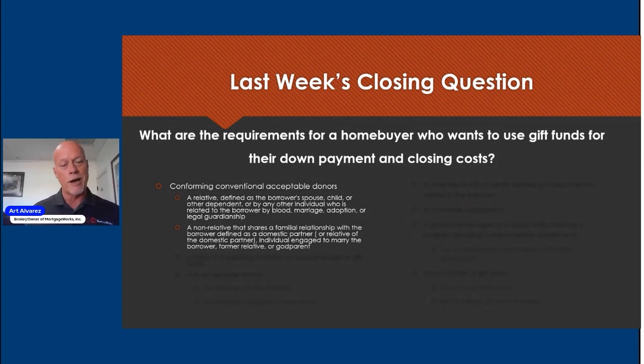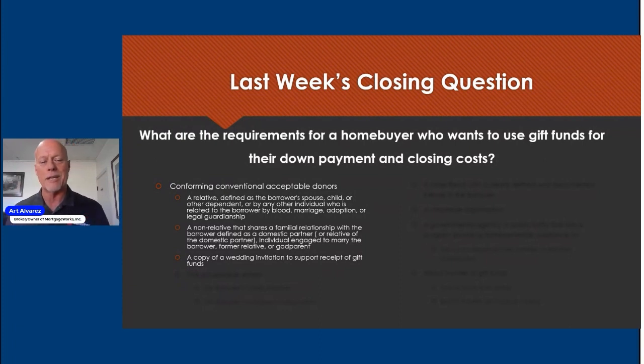And then a third option, as it relates to conforming loans, and this is actually true with FHA too, is, believe it or not, a copy of a wedding invitation to support receipt of gift funds. I bring this up because Realtor.com recently published an article where it's getting very popular for folks who are getting married, that rather than in their registry just asking for kitchen appliances and whatever else, more and more they're asking for cash donations that they're going to use to save up for a down payment to buy a house. So that is an acceptable source of gift funds.